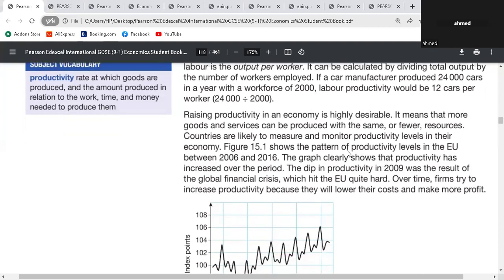Clear. Okay, we move on to the next paragraph. They said, raising productivity in an economy is highly desirable. It means that more goods and services can be produced with the same or fewer resources. So it is important to increase productivity in any economy because it means we have more goods and services to consume. Not only to consume, but even to export.